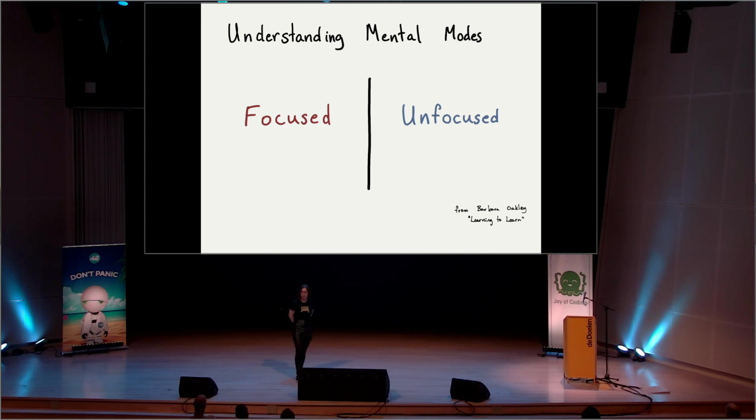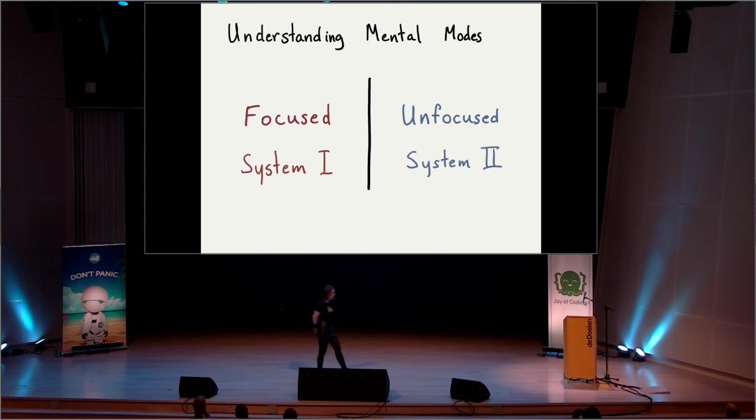There's a really interesting thinker, Barbara Oakley. She's a professor of, I think, education. I can't quite remember. She has a book, Learning to Learn, and she covers these mental models, focused and unfocused. They are also known as System 1 and System 2. And for now, we're just going to focus on the focused mind.